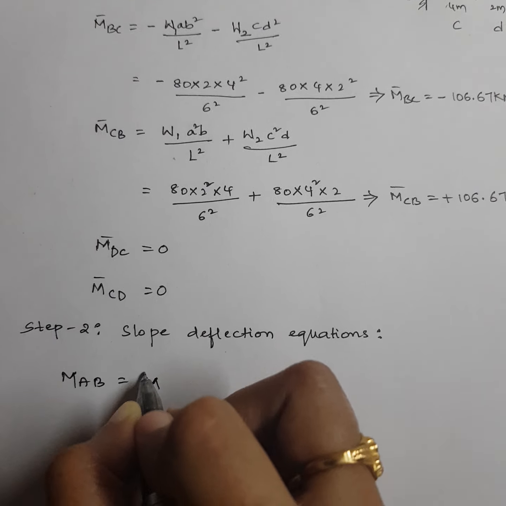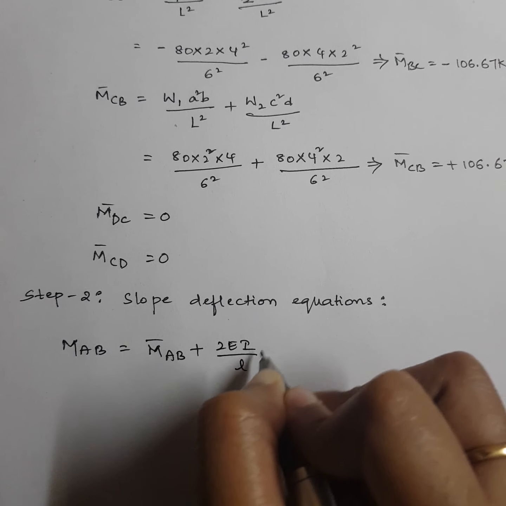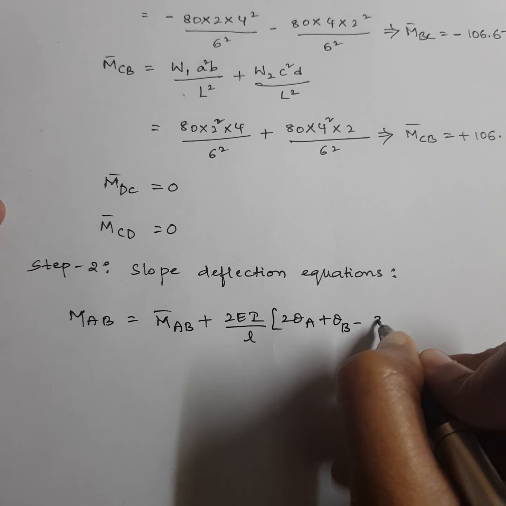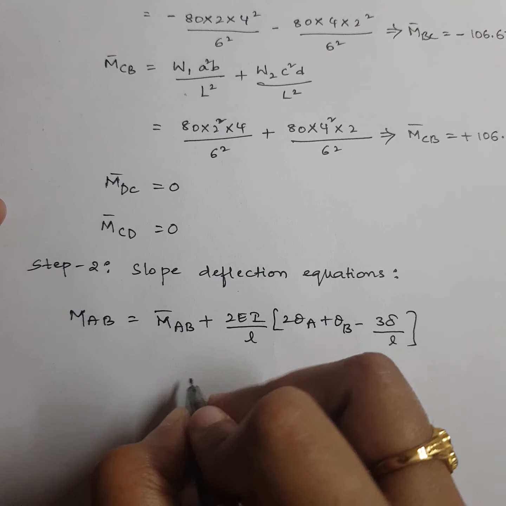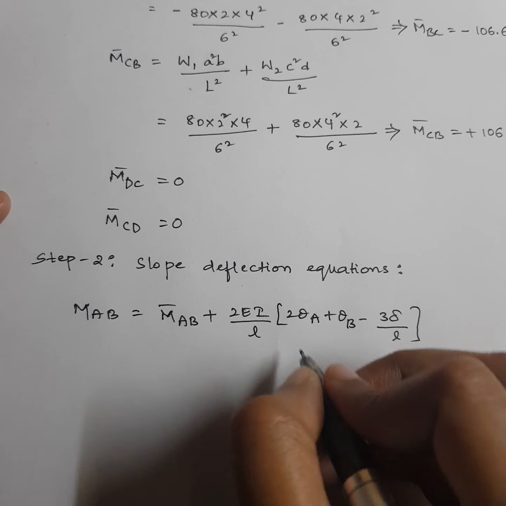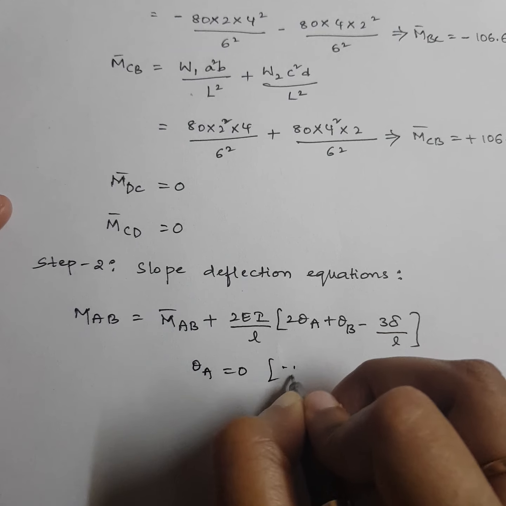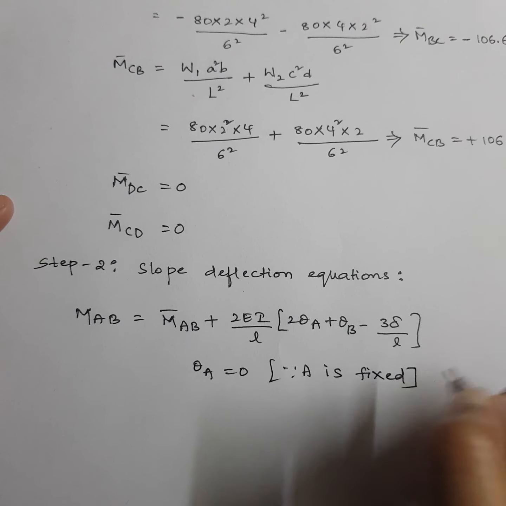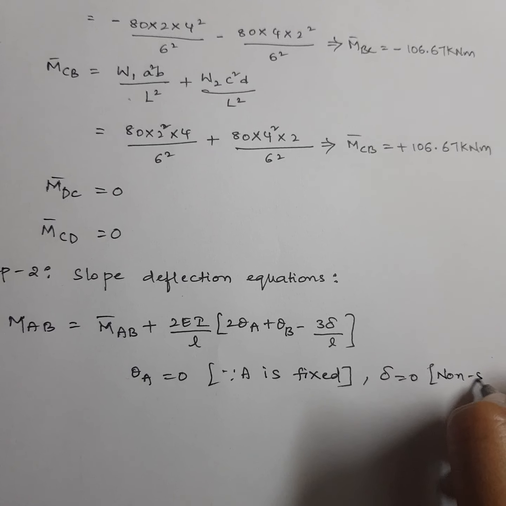MAB is equal to M bar AB plus 2 EI by L into 2 theta A plus theta B minus 3 delta by L. This is the regular formula. Now I'll simplify. For AB, I is given as I only, so no problem. Theta A is 0 because A is a fixed support. Delta is also 0 because it is a non-sway frame.